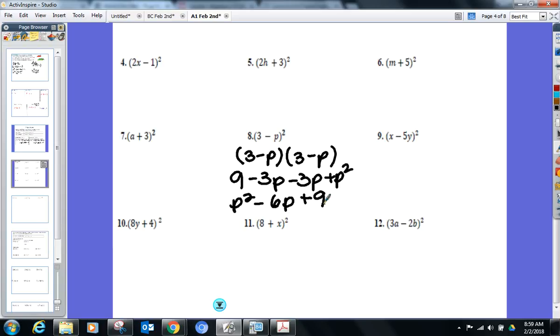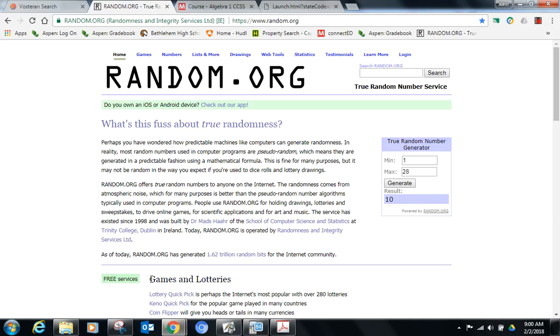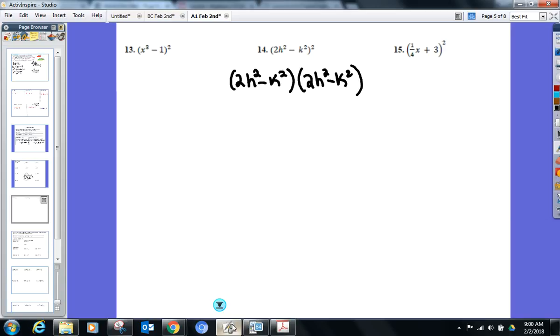All right, I think there's some more difficult ones, digging deep. Whoa, buddy. We'll do 14 and 15 together. Looks pretty intimidating. So 14, go ahead, write it out: 2h squared minus k squared times 2h squared minus k squared. You guys aren't nervous, though. We've been doing this all week. Where do you want to start? Distribute the 2h.